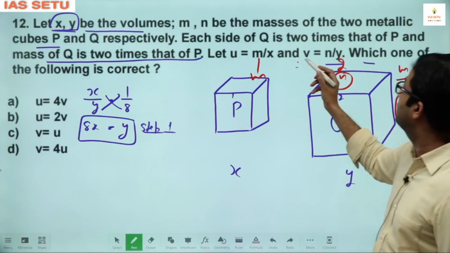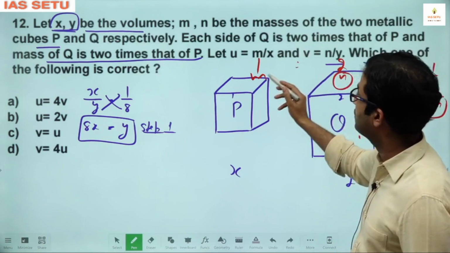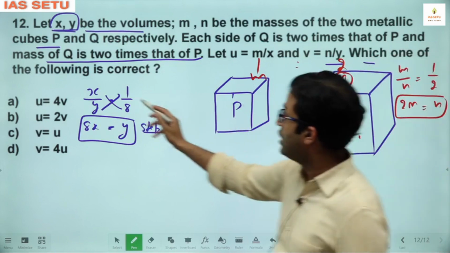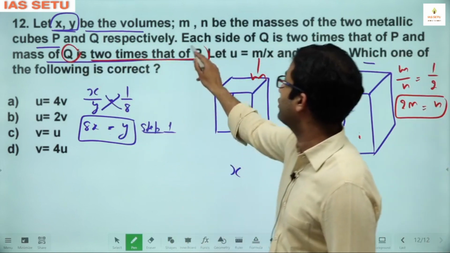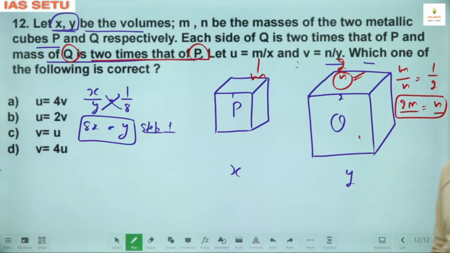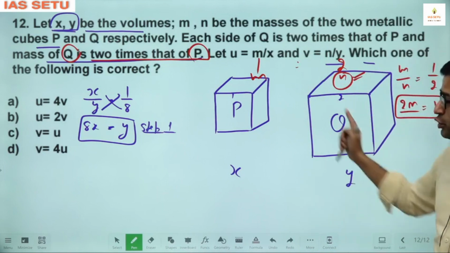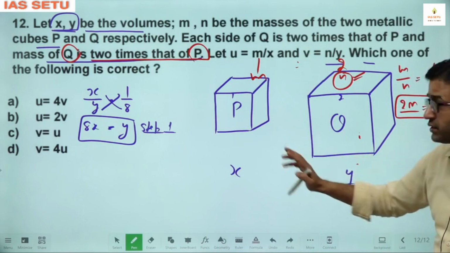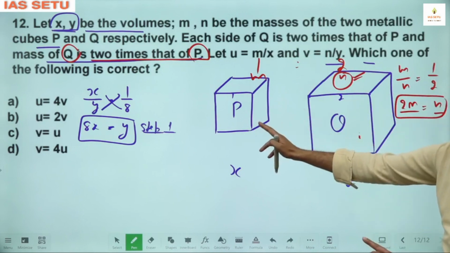Already mentioned, see, it is written. Mass of q is 2 times that of p, and the mass of q is n. So this n is double of m. The volume of this cube is 8 times of this. Yes. The mass of this cube is double of this.